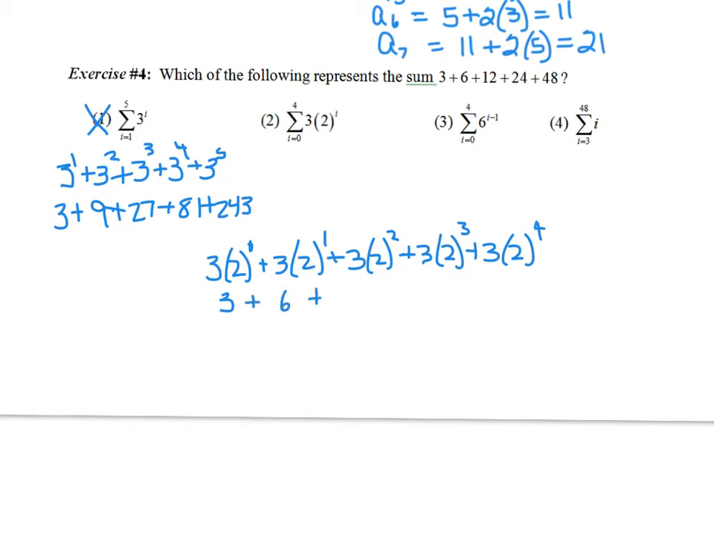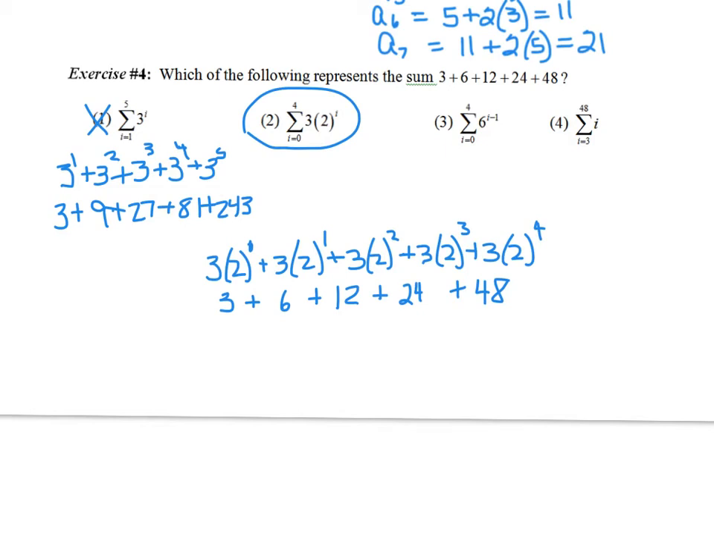2 to the second is 4 times 3 is 12, and this starts to look kind of promising. 2 to the third is 8 times 3 is 24. And 2 to the fourth is 16 times 3 is 48. So I think we found the right match. Let's just take a look at what the other two would represent.